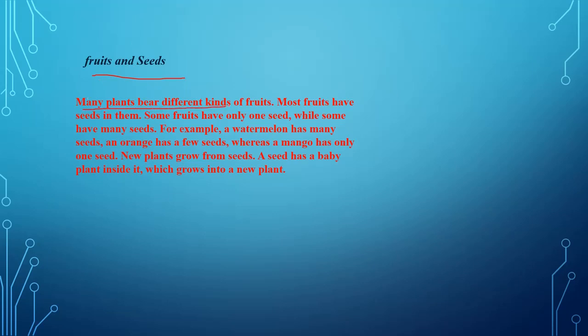Many plants bear different kinds of fruits. Most fruits have seeds in them. Some fruits have only one seed while some have many seeds. For example, a watermelon has many seeds. An orange has a few seeds, whereas a mango has only one seed. New plants grow from seeds. A seed has a baby plant inside it, which grows into a new plant.